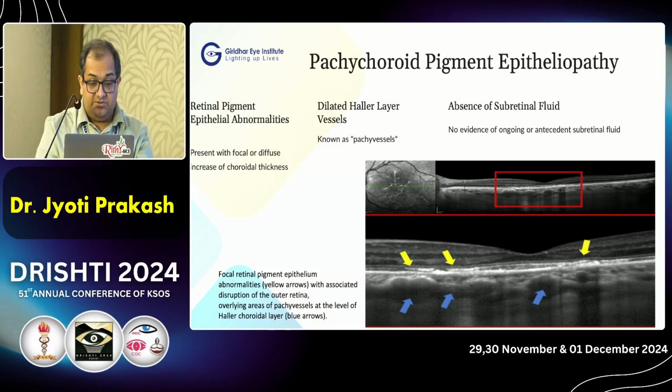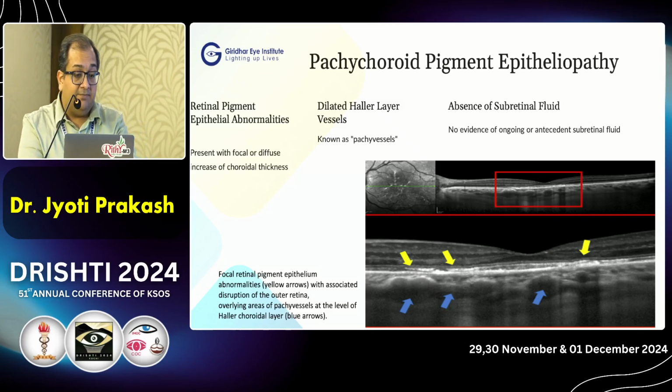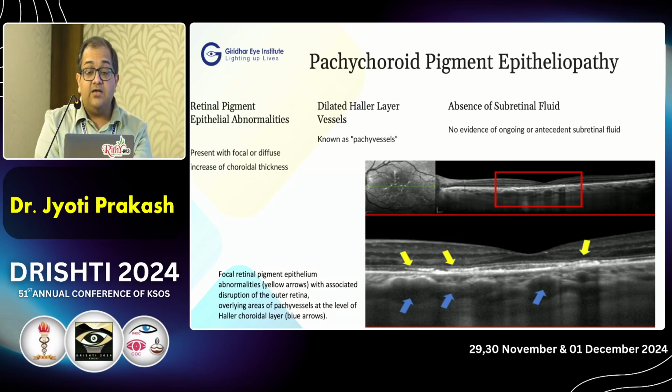The yellow arrows which you see here are focal RPE abnormalities, like focal or diffuse defects in the RPE. Along with that, underlying the RPE, you can see dilated choroidal vessels, which are highlighted in the blue arrows, and typically here there is no subretinal fluid.